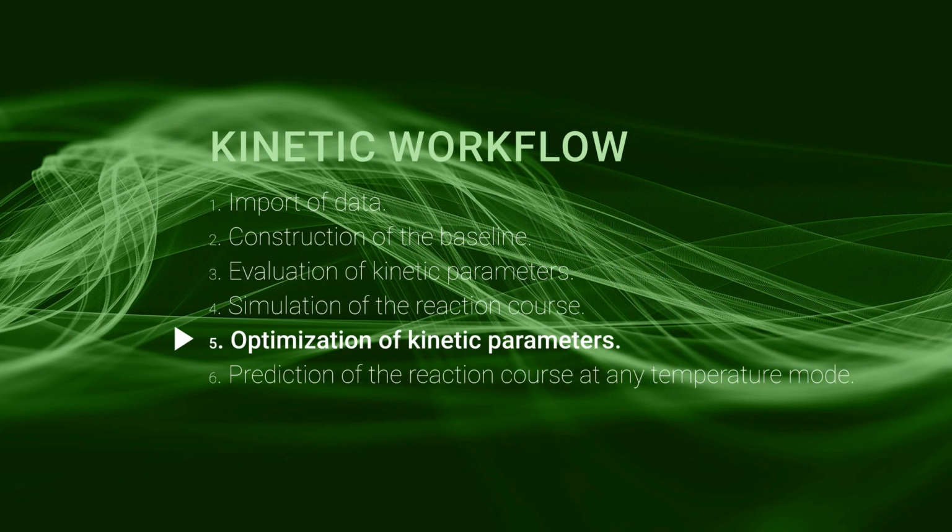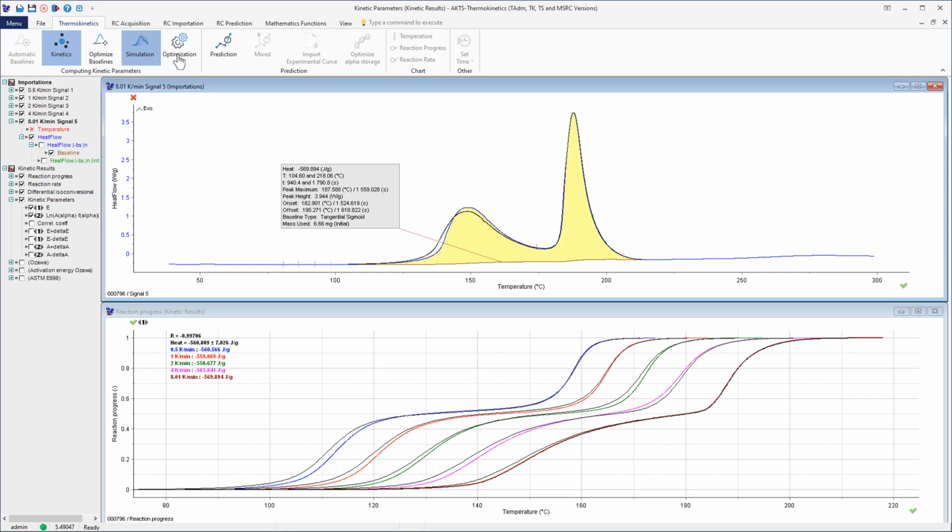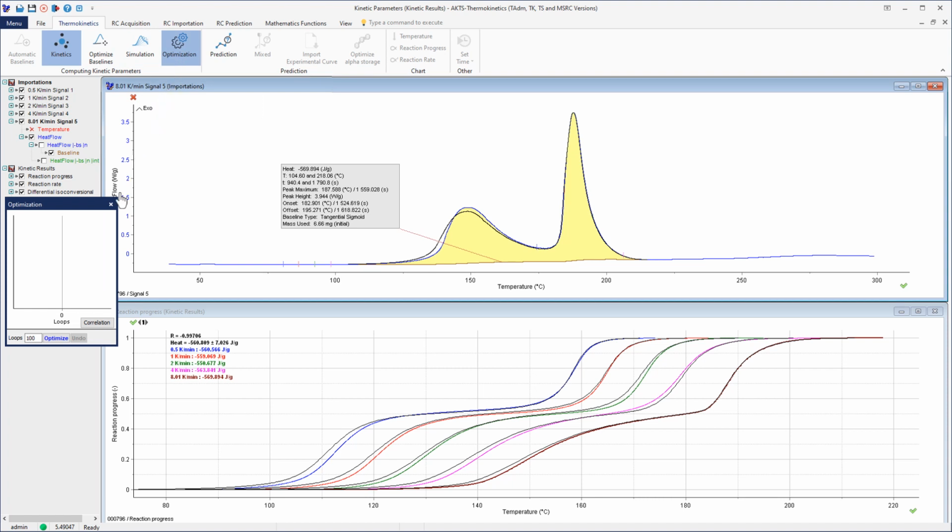Optimization of kinetic parameters. The additional improvement of the prediction of the reaction course can be achieved after optimization of the kinetic parameters. The tool, Optimization, opens a pop-up window allowing optimization of the kinetic parameters. The optimizing procedure starts by choosing the Optimize tool. In general, 100 loops are enough to achieve a good fit between simulated, black, and experimental, colored, signals. In case of any doubts, the user can repeat the optimization procedure or undo it.